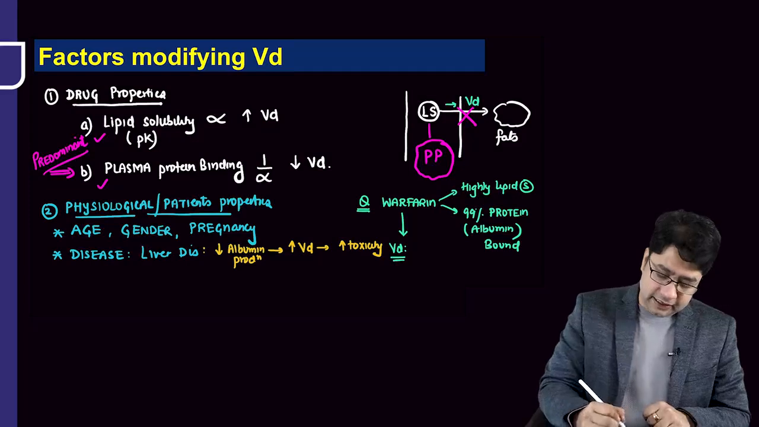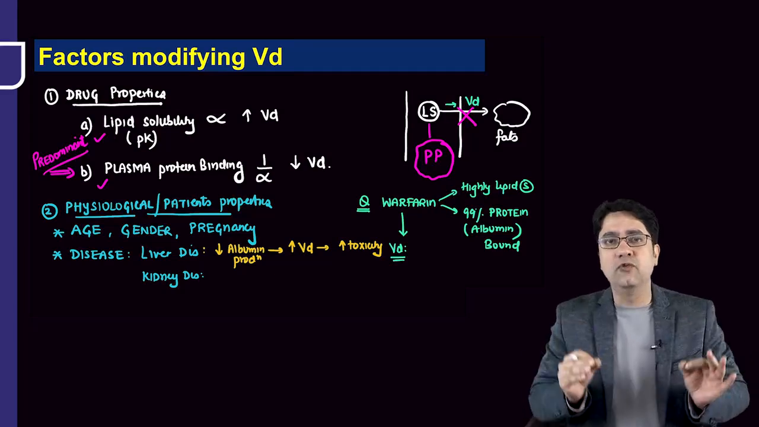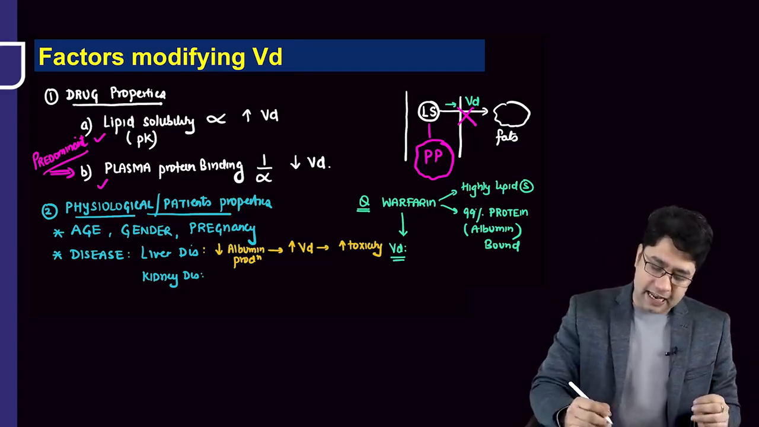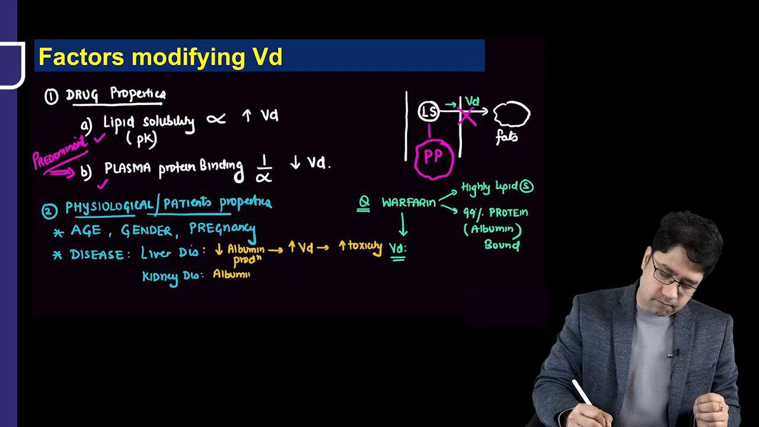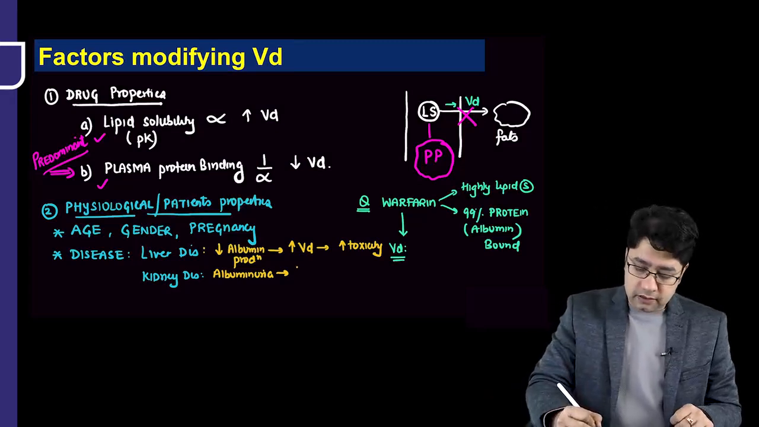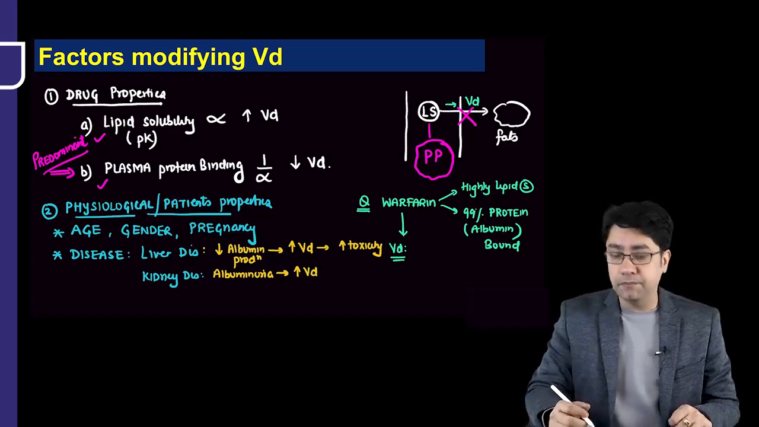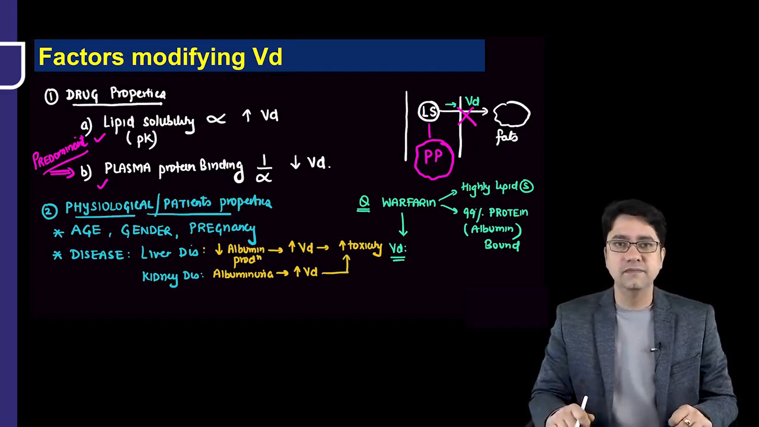Another point is kidney disease. In kidney disease, the hallmark is that albumin gets lost in urine, which is albuminuria. Again, the plasma protein levels will reduce because albumin is getting lost in urine. The drug will remain in larger amounts in free form, not in bound form. Increased volume of distribution, increased toxicity.